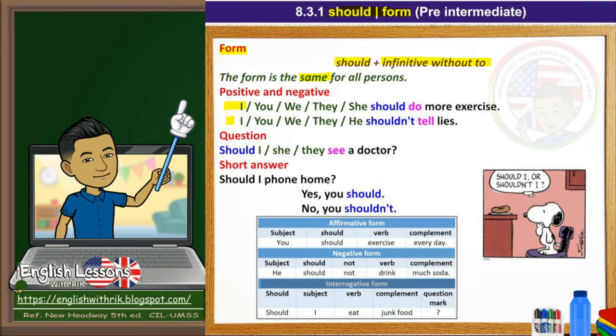Question. Should I see a doctor? Should she see a doctor? Short answer. Should I phone home? Yes, you should. Or? No, you shouldn't.